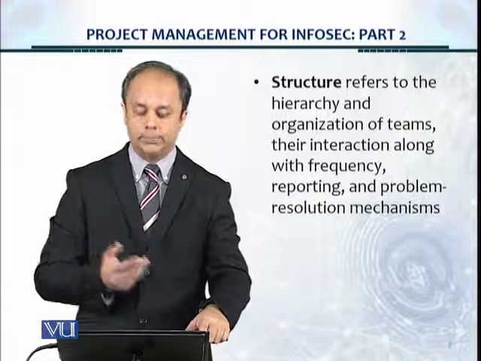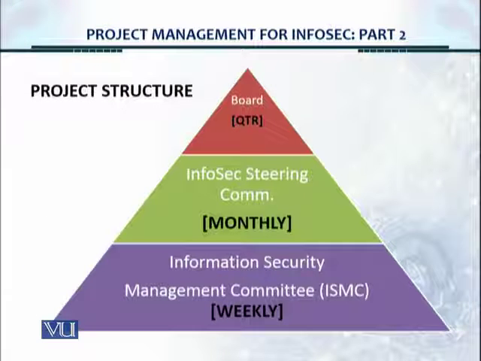So let's take an example. This is a typical project structure that we use in Delta Tech for the security transformation projects. And it has 3 layers, as you can see. There is the Information Security Management Committee, which is called the ISMC, and this is the entire engine, and it meets on a weekly basis. And if you recall, we have already talked about the Information Security Management Committee.